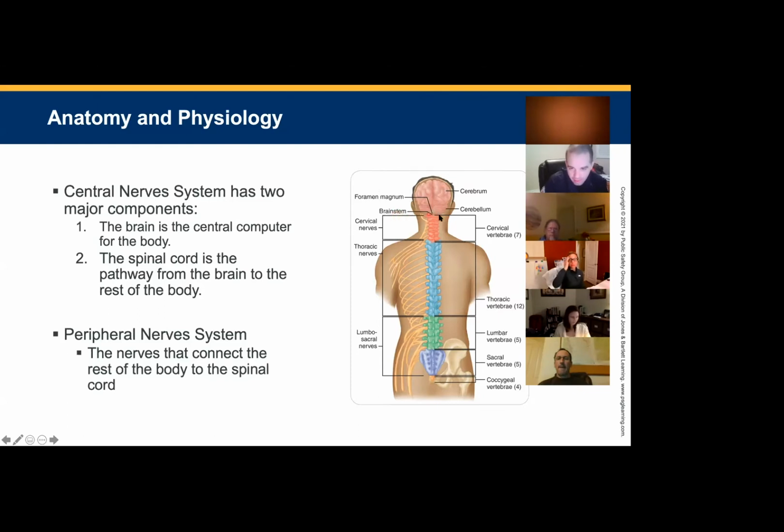So we've got the brain, right? That's like our central computer. And then running down the spinal column is the spinal cord. And then between each vertebrae is a nerve that exits the vertebrae. And this is what provides the feeling throughout the body.